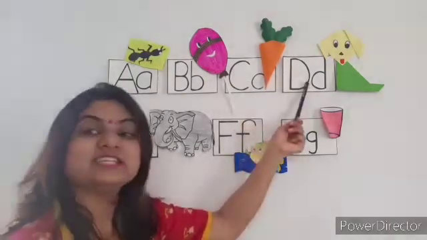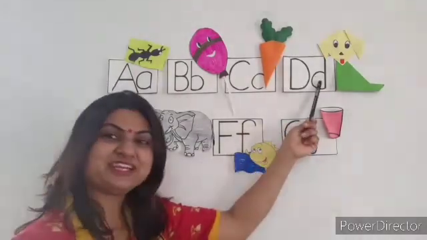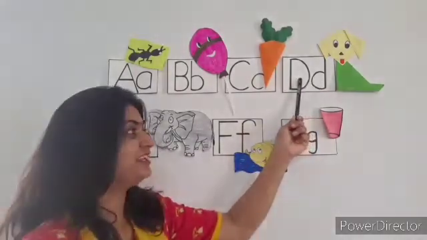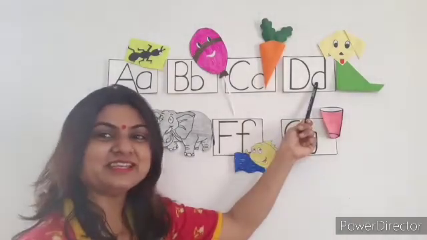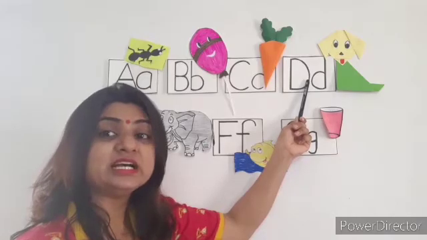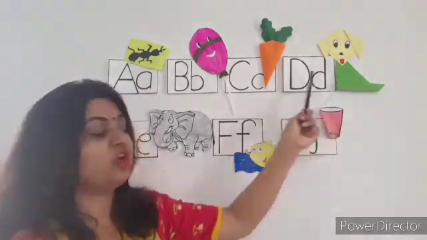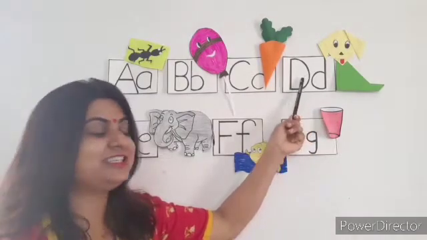Letter D. Capital D, small d. Mama D, baby D. Sound of letter D is D. D as in dog. What comes after letter D?